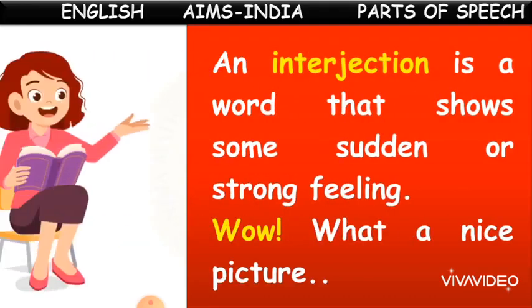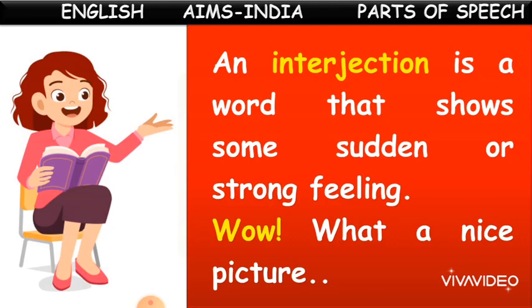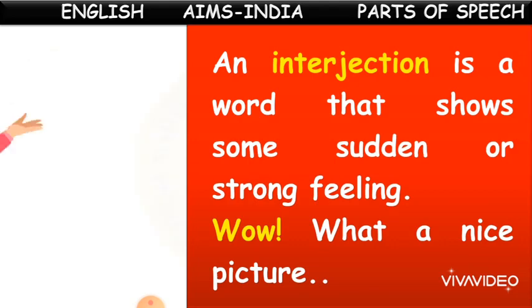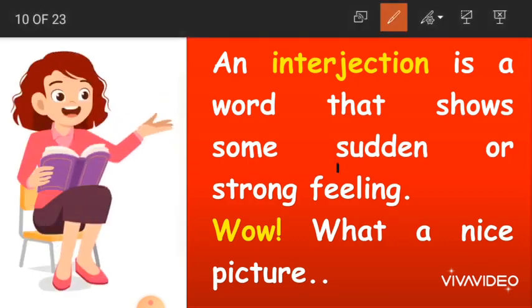An interjection. What is an interjection? An interjection is a word that shows some sudden or strong feeling. Like here in our example, we have "Wow, what a nice picture." Wow, if we feel happy or excited, we say this word wow. Alas, oh, such types of words, where we express our strong feeling. These types of words come under interjection.